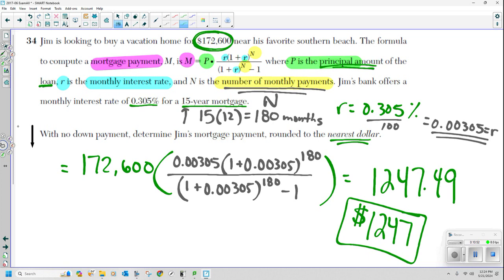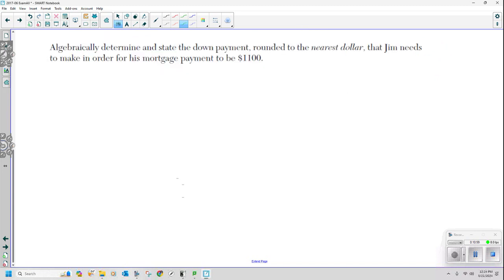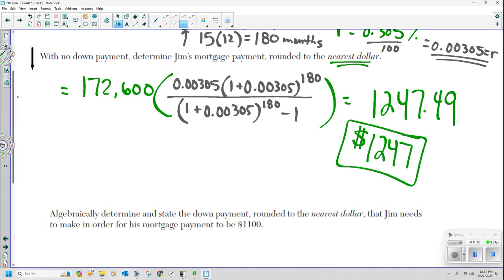We're not done because there's a second part here, kids. Algebraically determine and state the down payment rounded to the nearest dollar that Jim needs in order for his mortgage payment to be $1,100. So Jim, God bless him for buying that home, he wants his payments to be $1,100. He wants his M value to be 1,100. Right here, that's going to be 1,100.